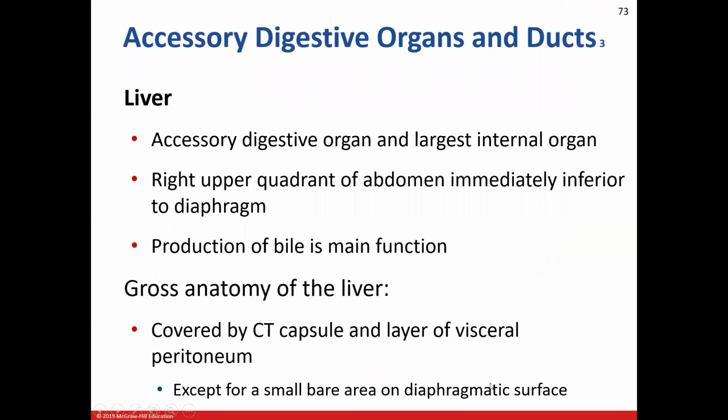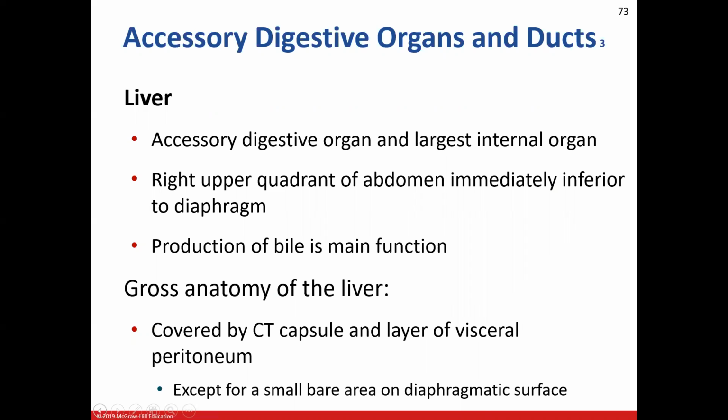So let's kind of move away from the gastrointestinal tract per se and talk about some of the accessory glands and organs here. The largest internal organ in your body is the liver, and it plays many, many different roles. We're only going to discuss its role right now in its function in the digestive system.